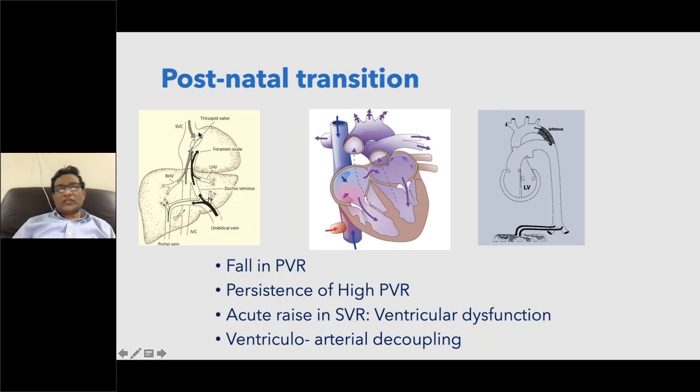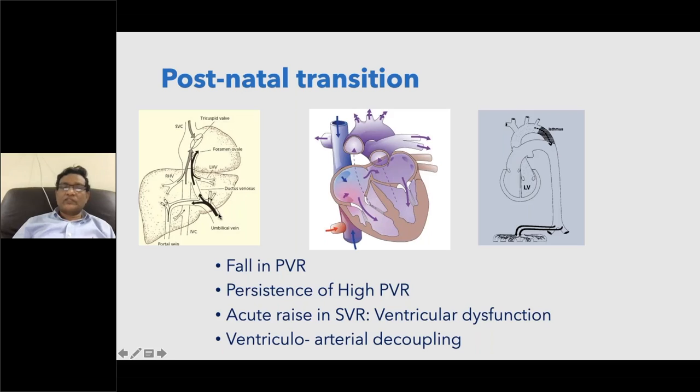From there oxygenated blood will go predominantly to the head and upper part of the body, whereas the deoxygenated blood, with some amount of oxygenated blood, will go to the right atrium, the right ventricle, and the pulmonary artery. From there it will supply the descending aorta. So there is a watershed area called the isthmus. So you have a ductus arteriosus.